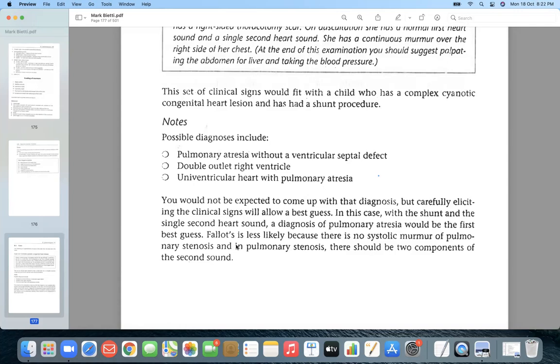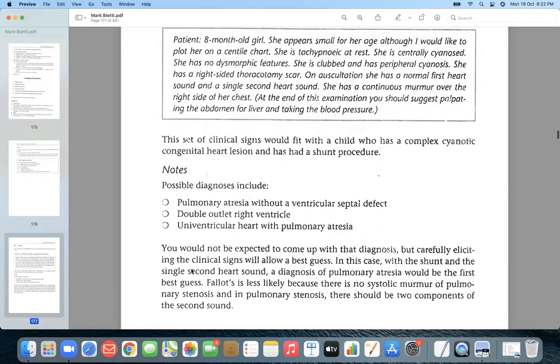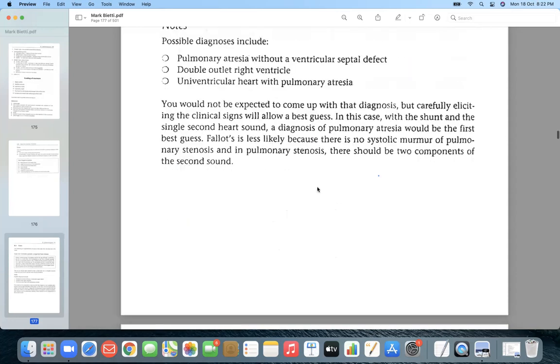You have to comment, because in pulmonary stenosis, as he has written very clearly here, there should be two components of the second sound. Why is Fallot's not put on top in this case? Because of two reasons. The murmur is different: she has a continuous murmur over the right side of the chest, and there is a single second heart sound, but in pulmonary stenosis there will be a split second heart sound.